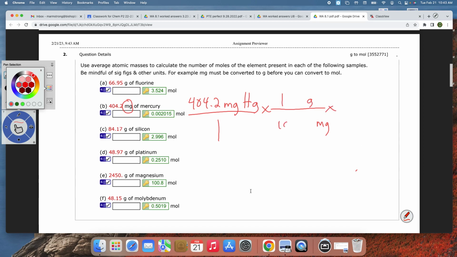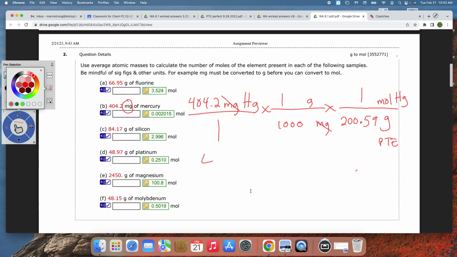And 1 gram is 1,000 milligrams. And that will get rid of our milligrams. And then we have grams, and then we want to go from grams to moles. And these are moles of mercury. 1 mole of mercury has a certain mass. I'll look at the periodic table of elements, and the mass of mercury is 200.59. It's a heavy metal for a reason. It's got a lot of mass.